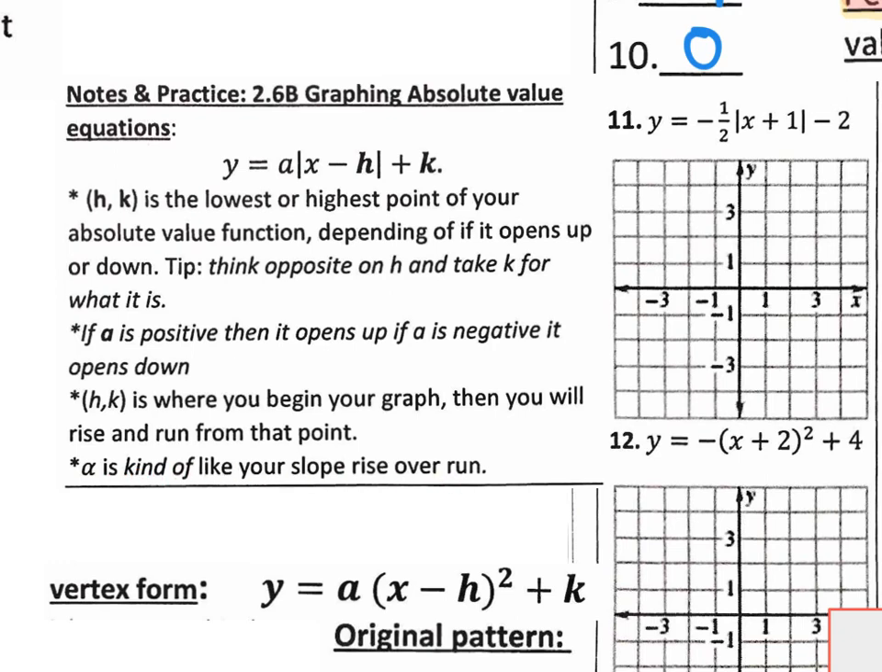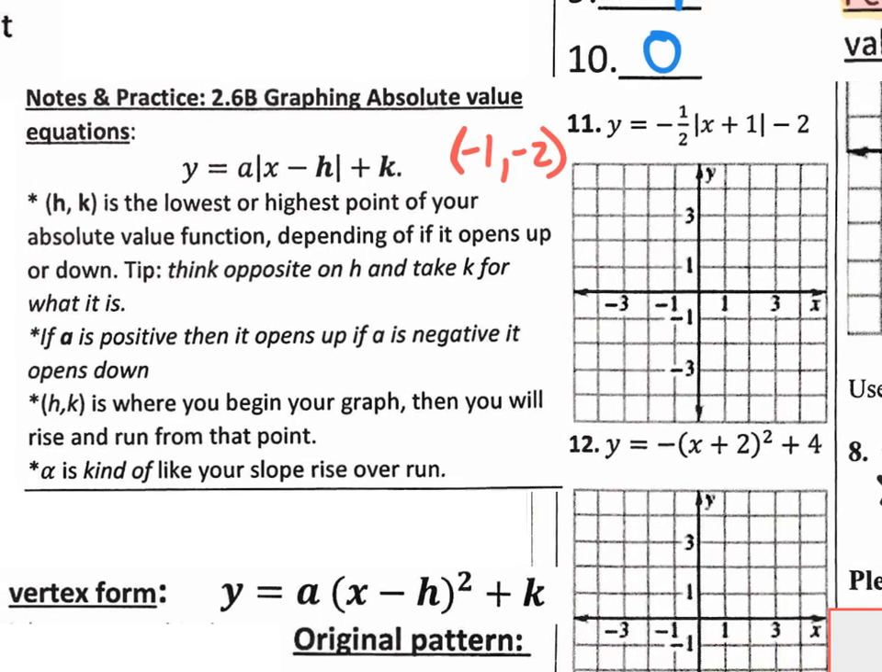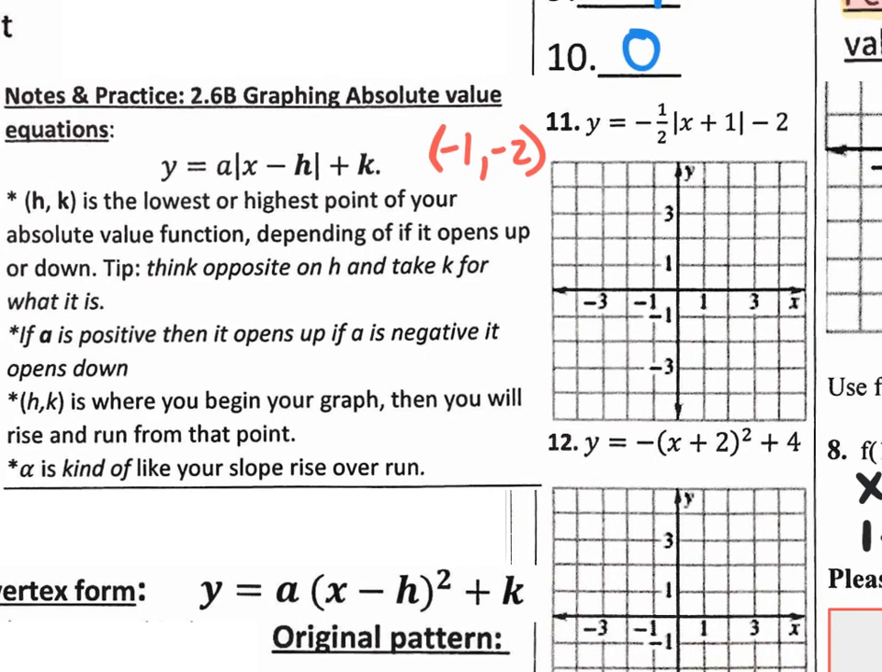So let's first begin with the most important point, the hk value. So on number 11, what's your hk value? Negative 1, negative 2. And I shouldn't say hk value, I should say the hk coordinate, right? The most important coordinate. So let's go to the coordinate negative 1, negative 2, which is going to be down here. Now, if you want to continue practicing the axis of symmetry that we do on parabolas, you could do that. You could put a dotted line. You don't have to on these, though. But why not? Because we're going to do it on parabolas. You might as well do it on these.